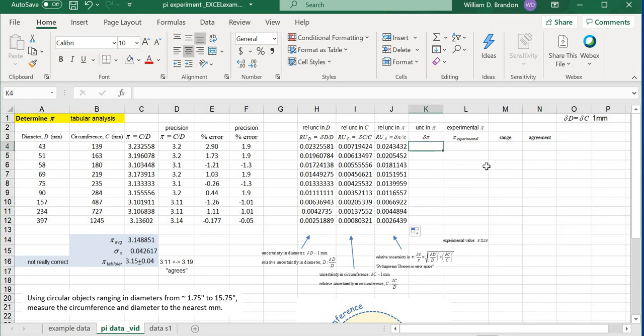Okay, now what's the uncertainty in pi? Well, we just take this relative uncertainty in pi and multiply by each pi, which is this column over here. So it equals the relative uncertainty in pi times the pi experimental value. There you go. And once again, you see how our absolute uncertainty in pi goes down. In other words, these measurements should be more trustworthy than these up here. They would be weighted heavier than these up here.